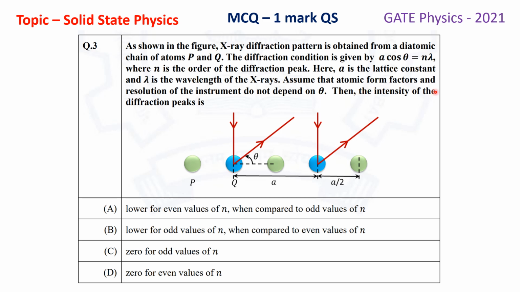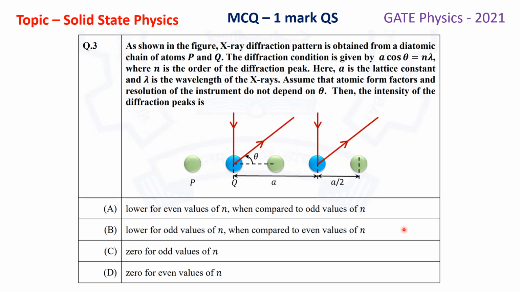Assume that atomic form factors and resolution of the instrument do not depend on theta. Then, the intensity of the diffraction peaks is option A, lower for even values of n when compared to odd values of n. Option B, lower for odd values of n when compared to even values of n. Option C, 0 for odd values of n. And the last option, option D, 0 for even values of n. So we have to choose the correct option.